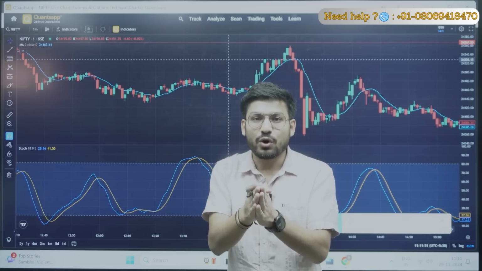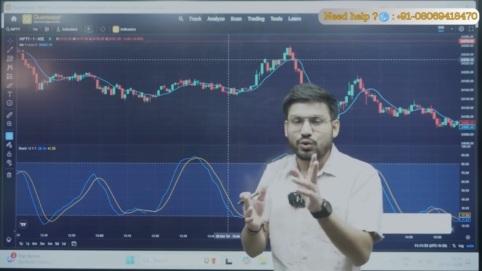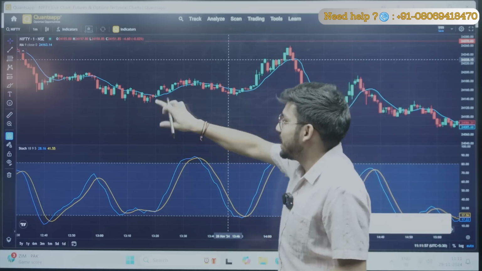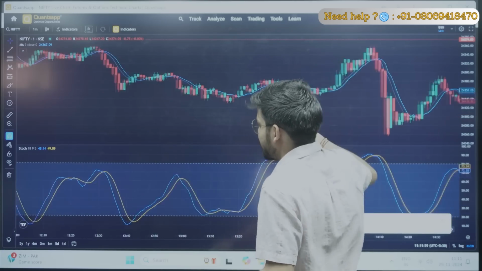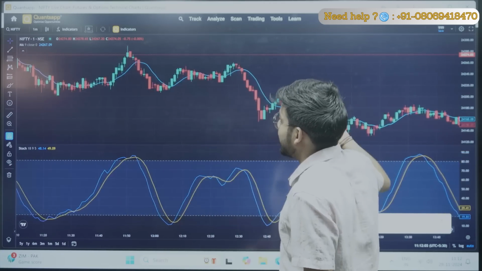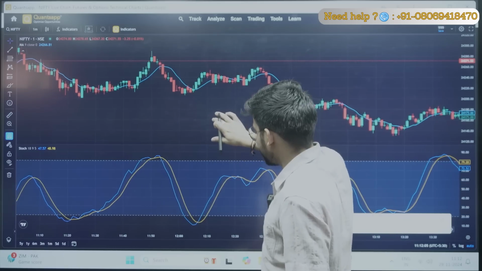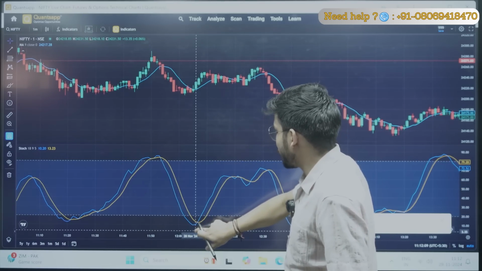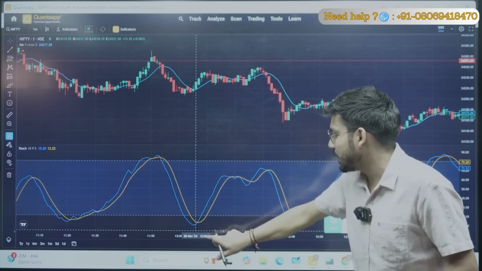I hope you got to know the concept, right? I have shown you two examples, one bearish and one bullish. Let's see if I'm getting some other examples. Okay, perfect. Here I'm not getting any examples. There was one crossover here at this point of time, and this was 28th November 12:06.